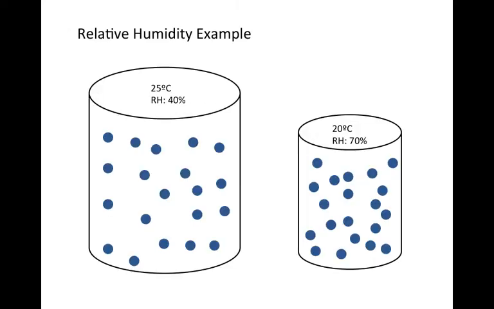This slide kind of illustrates that last point. If you can imagine the temperature as a volume of air, 25 degrees Celsius will be a larger volume than 20 degrees Celsius. You can see that both temperatures have the same amount of water molecules in their cylinders. There is, however, a difference in the relative humidity. At 25 degrees with the same amount of water content, there is only 40% relative humidity, versus at 20 degrees, there's a higher percent, 70, relative humidity.